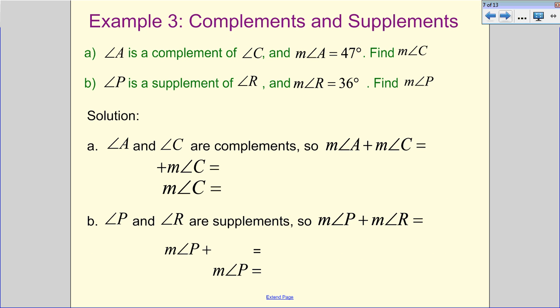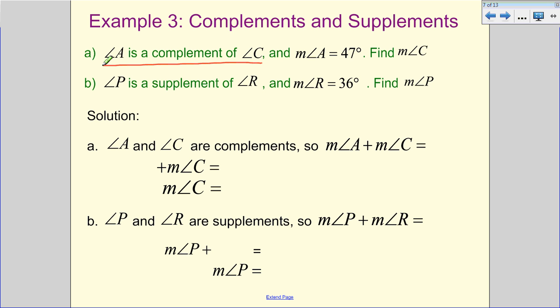All right, so now we're going to take a look at actually using this idea of finding complements and supplements. It says angle 1 is the complement of angle C. So they're telling us this. They give us this. We're not trying to figure it out. This is given to us. I know this, and I know that the measure of angle A equals 47. Find the measure of angle C.